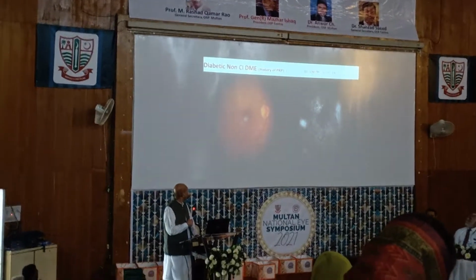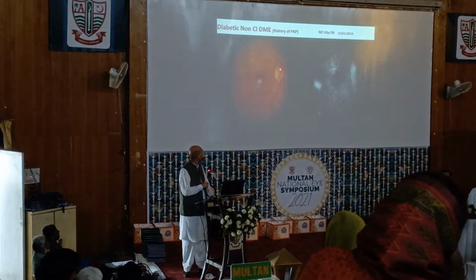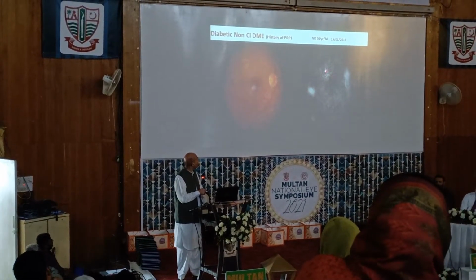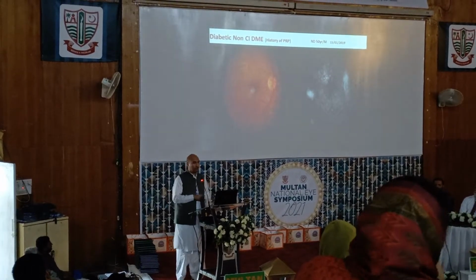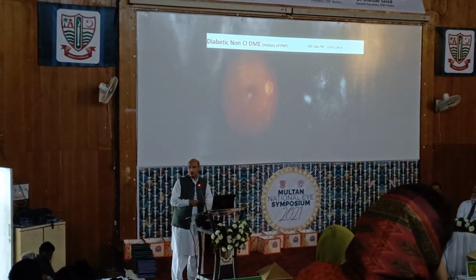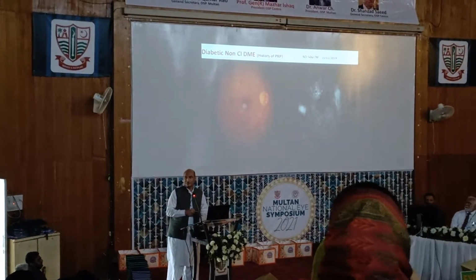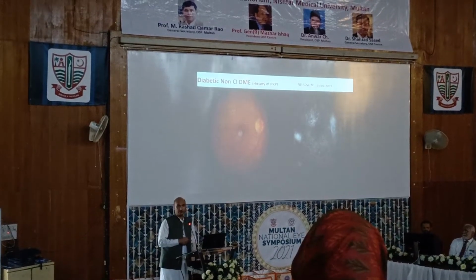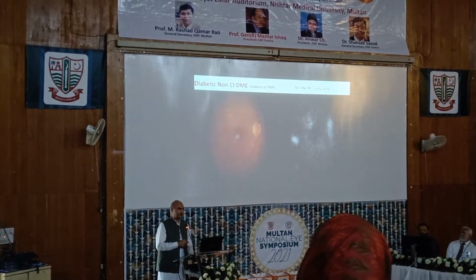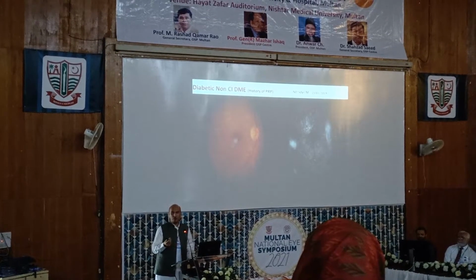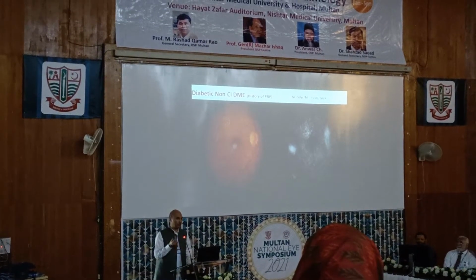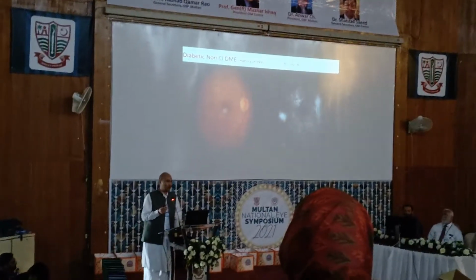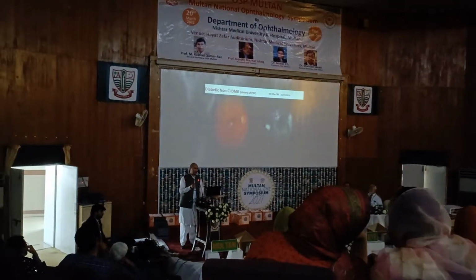Non-center-involving diabetic macular edema with a PRP history, which is not very obvious. You can see new vessels and edema, but non-center involvement. How do you treat this patient? Tightening of PRP, further PRP, or anti-VEGF? Yes. Again, you have to individualize every patient. There are no rules here. You have to individualize the patient for selecting treatment options.